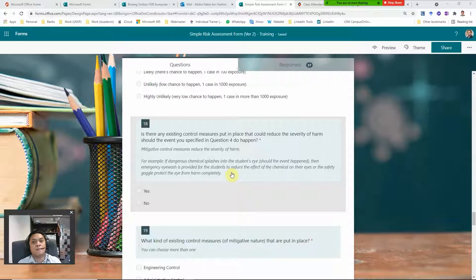So if you forgot to hit the brakes and your car crashes with another car, but because you are wearing your seatbelt, your face did not hit the dashboard. Because of that, you might have some kind of a concussion, but there is no severe injury to your face or to the other parts of your body because the seatbelt functioned effectively. So that is the mitigative control measure. I hope that you understand and can differentiate between preventive and mitigative. I'll try to look at some of the sample answers that were given previously.